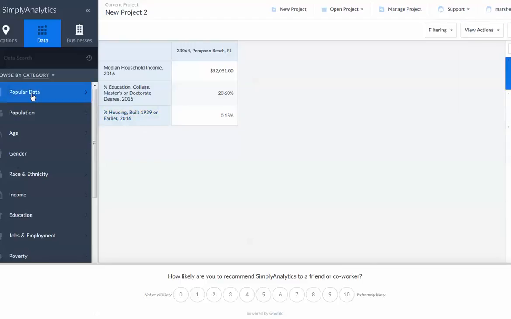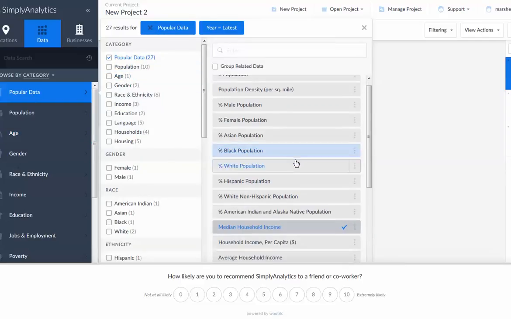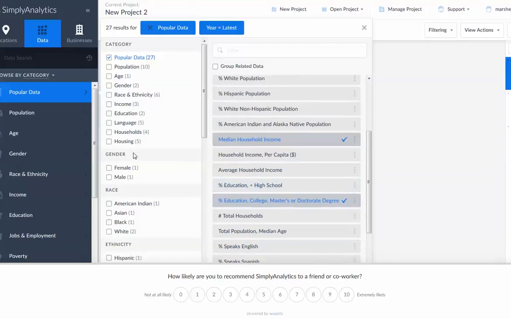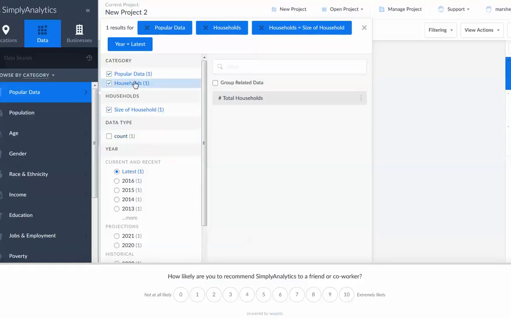So I'm going to add more data that is of interest to me. So I'm going to look for population data. And what I'm interested in is household data, right? So let's say I have a product or a service and I am targeting a certain household income, I want to know what the average household income is per capita. Who's making money, right? I also may want to know the size of the household, right?